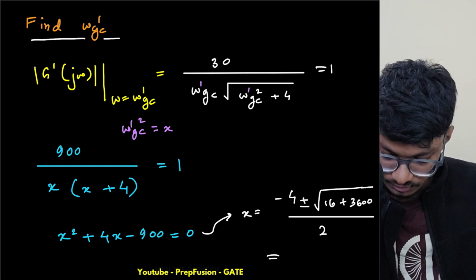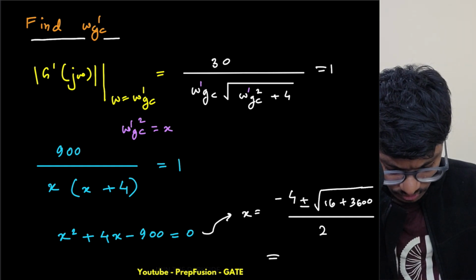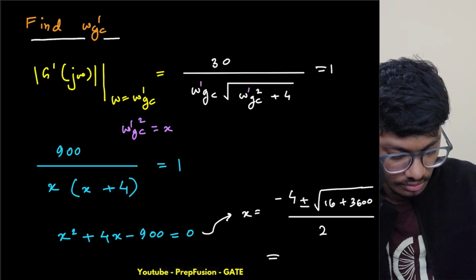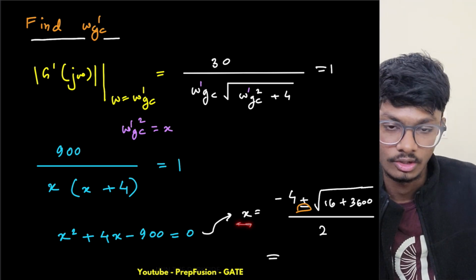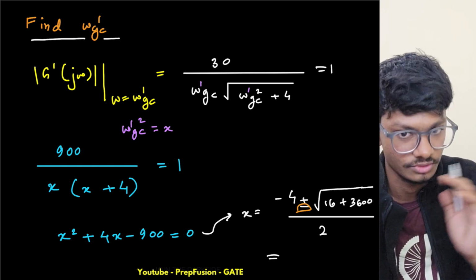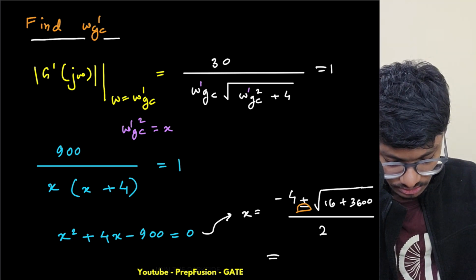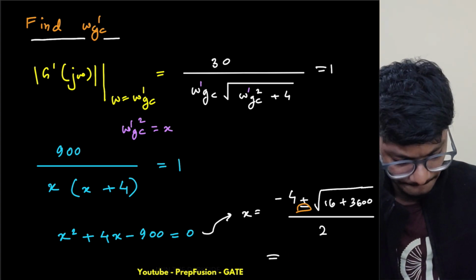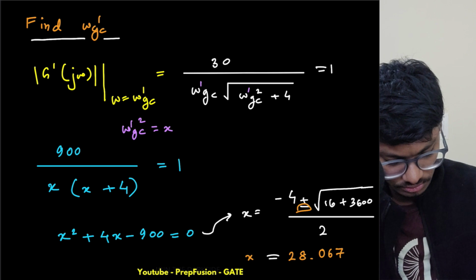So if I solve this, what will happen? It will be almost like 60 only. Now obviously we will ignore the negative solution. Why? Because this equals omega GC squared, and omega GC can't be imaginary. The square root of a negative will be an imaginary term, which is not possible. So we'll only take the positive sign. 60.3 minus 4 divided by 2 equals 28.67. x is equal to this.